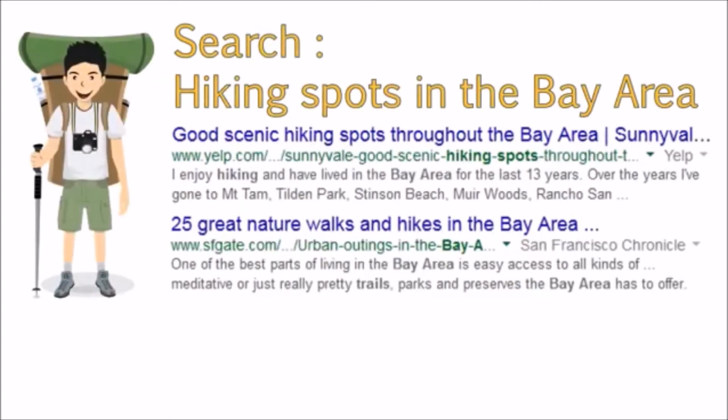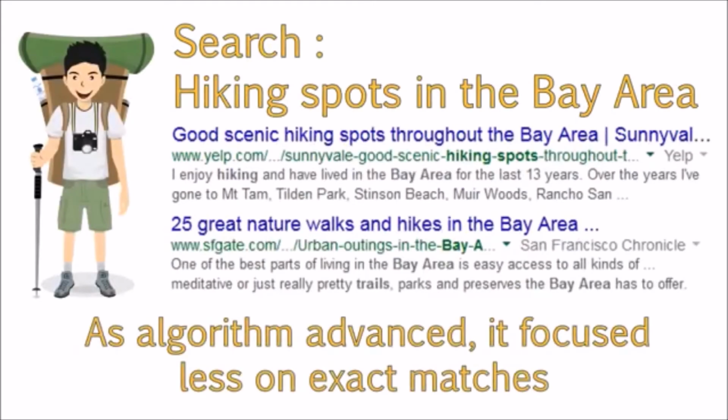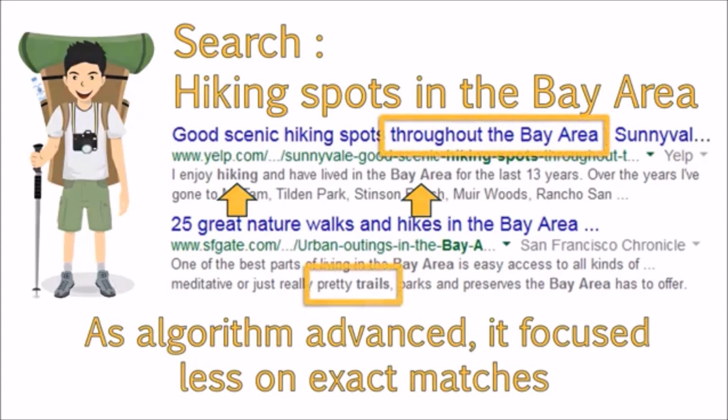As Google's algorithm progressed, less focus was placed on the exact term and the order of the words used. You would start to see results that included words relevant to my query, like hiking in Bay Area, as well as related words like throughout instead of the word in. These words are all bolded, as well as words like trails, because it is related.